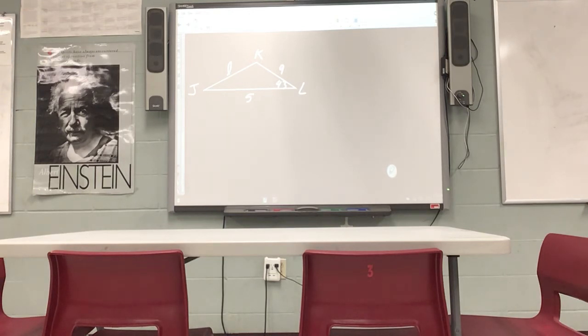So can I use opposite over hypotenuse? No, it's not a right triangle. Good idea, but not a right triangle. So it's law of sines or law of cosines. Law of sines is easier if I have both parts of the letter, if I have the angle and the side. Do I have the angle and the side both on anything? Nope, so then I'm going to law of cosines.